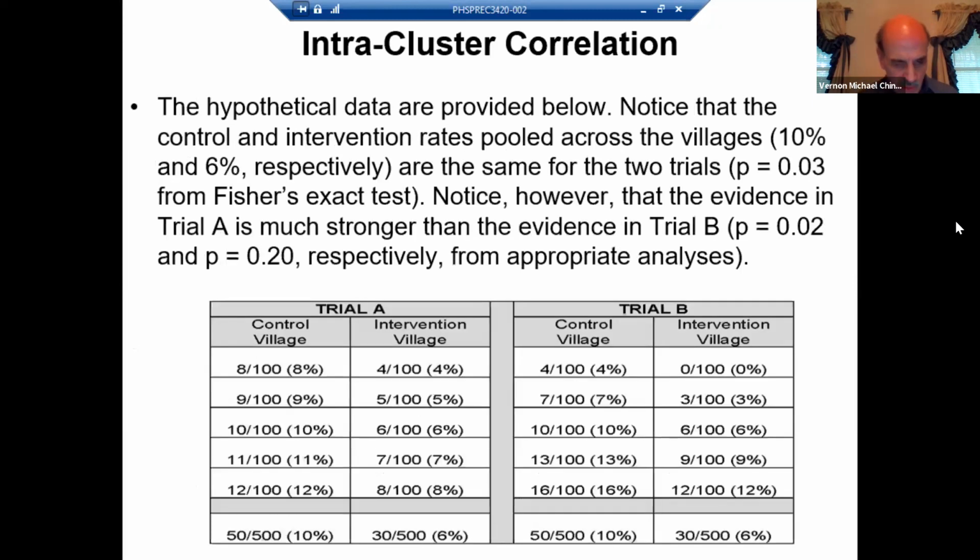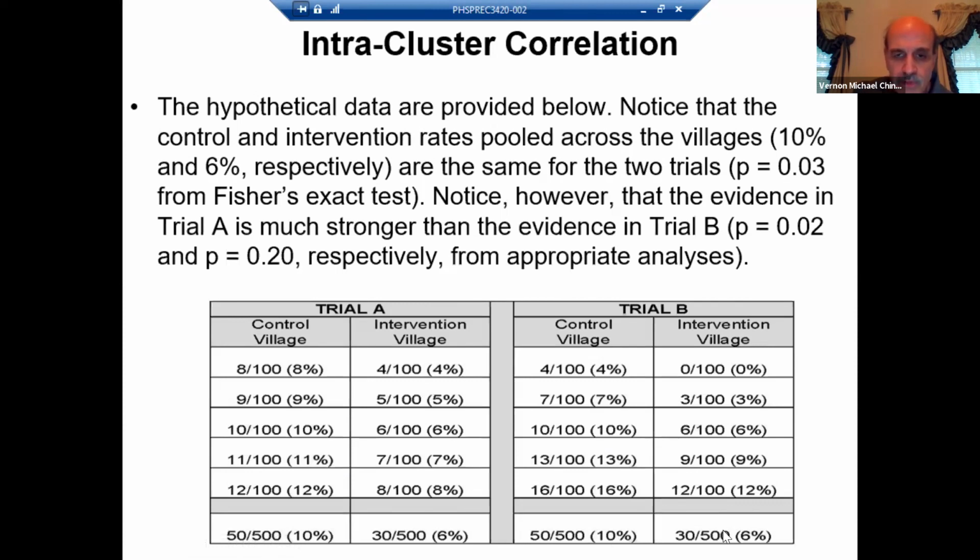So here's a little table from their book on these two different trials, right? So the first thing you should notice when you examine this table is that the control and intervention rates across the villages are the same for the two trials. So in other words, in trial A, there was 10% of the children with diarrhea in the control villages. In the intervention villages, there was 6% rate of diarrhea. If you examine trial B, you'll see overall the percentages were exactly the same, 10% and 6%.